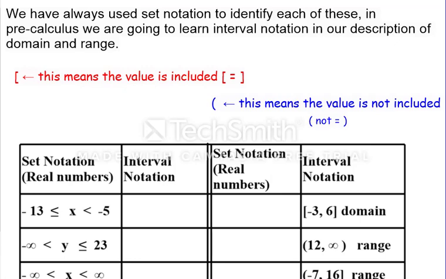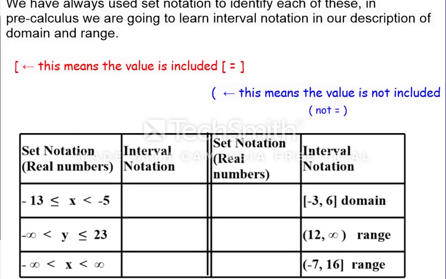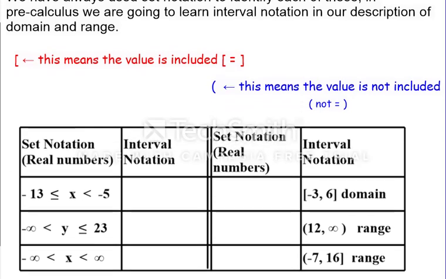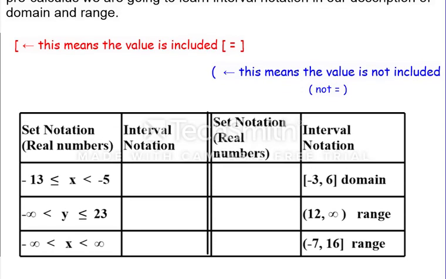In pre-calculus, we are going to learn interval notation in our description of domain and range. The key points of interval notation is that square brackets means included. So that value means it's part of the set. If we use a round bracket, it's not included.